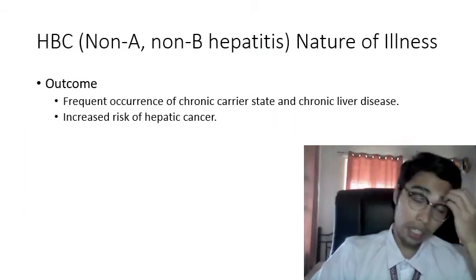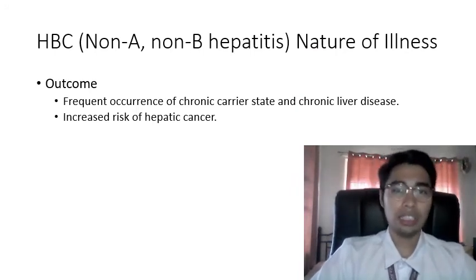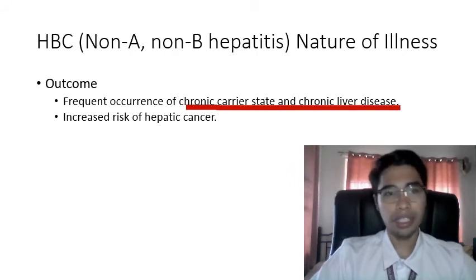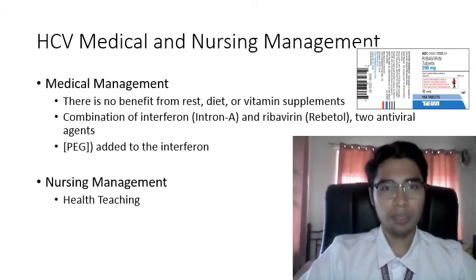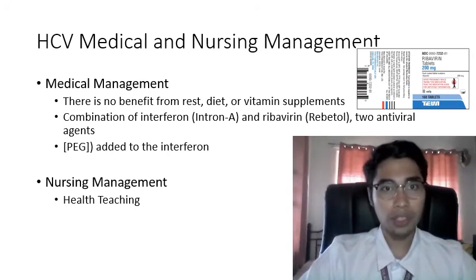Now the outcome, what is the prognosis? Usually there is frequent occurrence of a chronic carrier state and chronic liver disease. That's the sad part there, and an increased risk of hepatic cancer. So what is the medical management for this? Interferon and ribavirin. The most frequent side effect is hemolytic anemia, which may be severe enough to require discontinuation of the treatment.